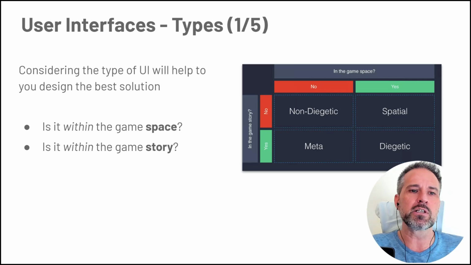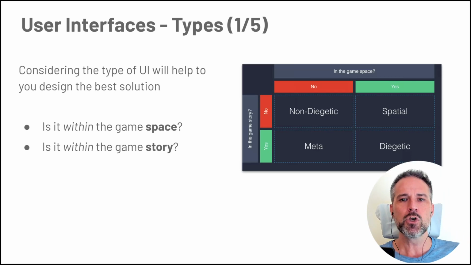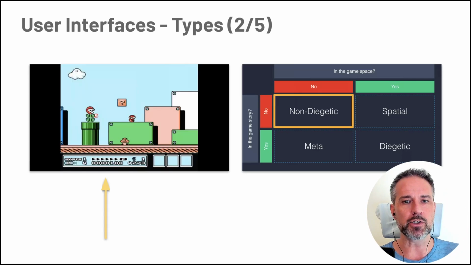So it kind of blurs the line between is it in the story or is it not, and is it in the space or is it not. So on this little diagram here, we'll step through the 4 combinations of these. So let's take a look at the first one.